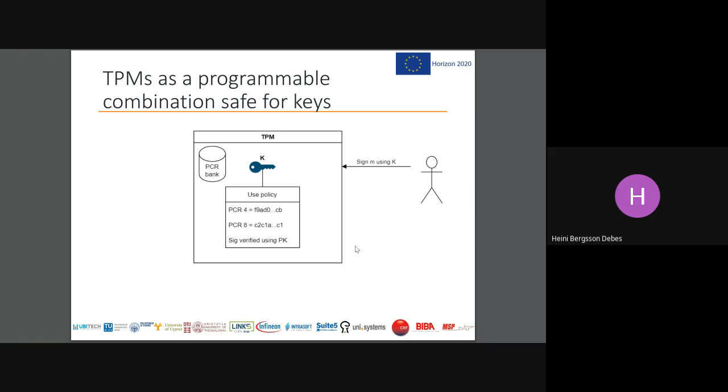So if I were to try to sign a message using this key, the TPM's internal logic would consult the use policy of the key K, and we would see that it references PCR4 and 8. Then it will look into PCR4 and 8 to see what the values are. Here we can see that PCR4 has the correct value, so that is a check mark. But PCR8 has a different value, so no go. And similarly, we haven't provided any signature, so the third criterion is also not fulfilled. So in the end, the conclusion from the TPM is no, you cannot sign.